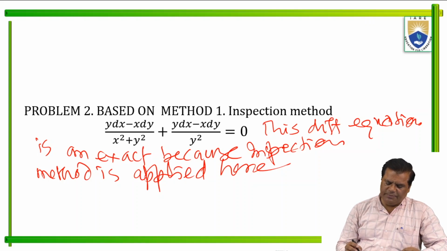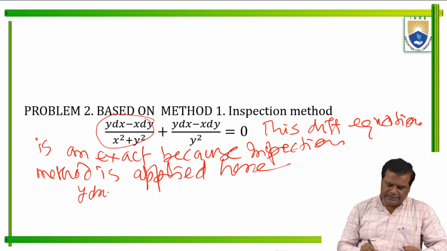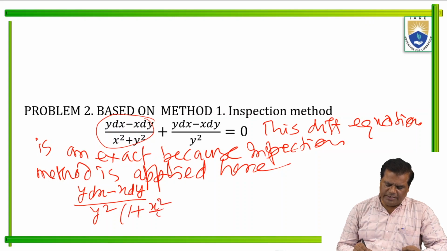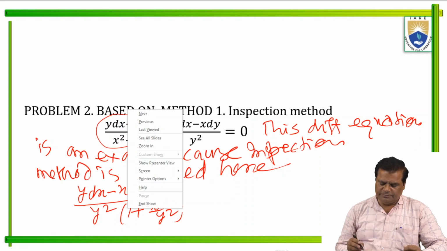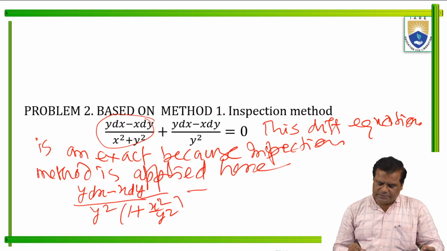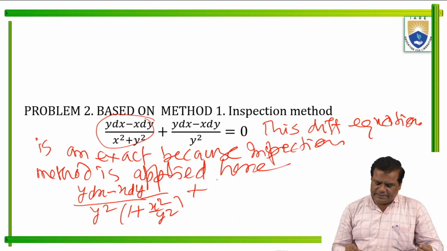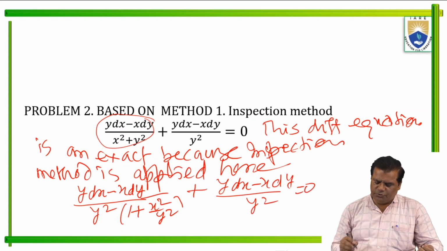Inspection method is applied, meaning in a differential equation, the function is the differentiation of some function. So this result we can write here. What is this? Here y square is common. So (y dx minus x dy) upon y square is common, and here 1 plus x square upon y square. So in this result, plus (y dx minus x dy) upon y square equal to 0.